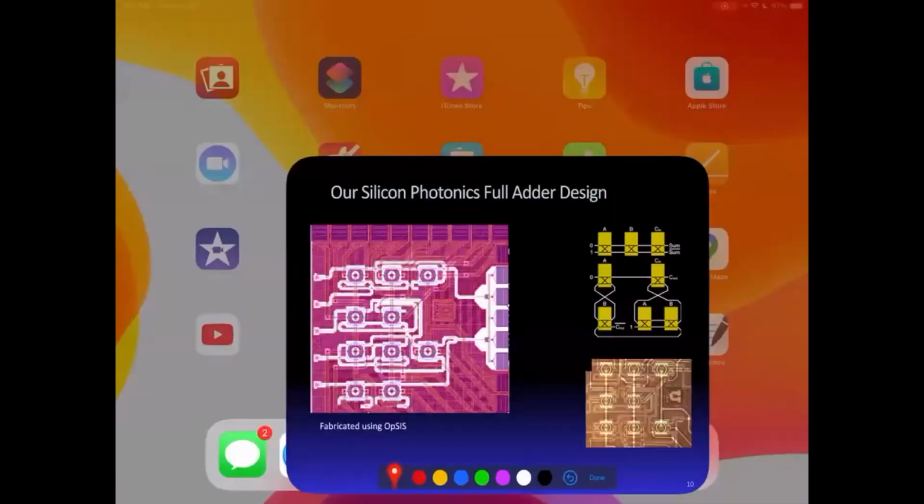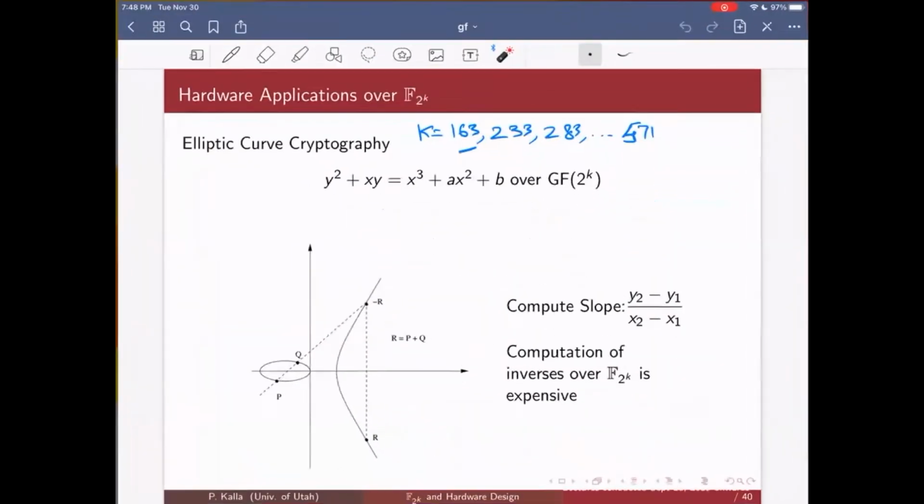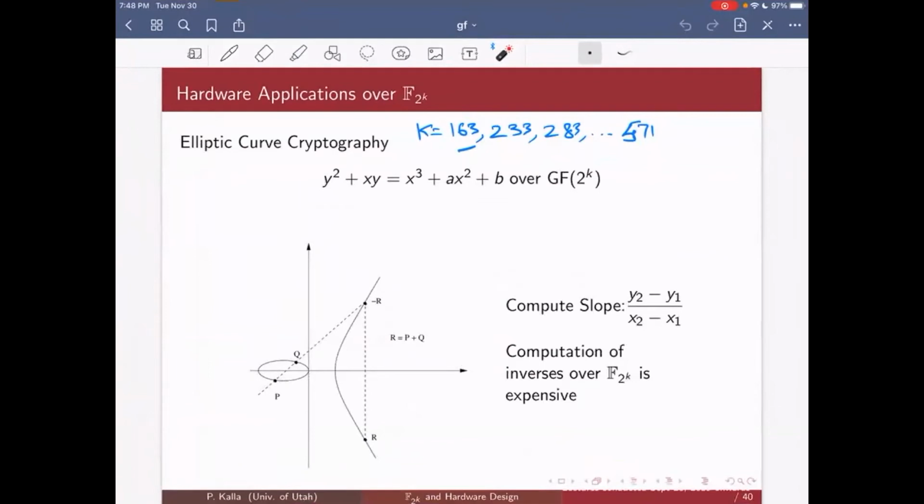That's one of the topics that I need some help with. Okay, and another topic that I'm working on, which is actually very, very different from this, is related to design and verification of cryptography systems.